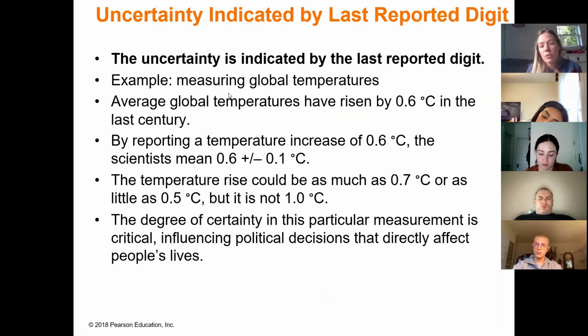An example of that is measuring global temperatures. These slides are pretty old, but they say that the average global temperature has risen 0.6 degrees Celsius in the last century. When they say 0.6, what they're saying is that it's 0.6 plus or minus 0.1 degrees Celsius. So it could be as high as 0.7 or as low as 0.5. Just know with measured values that there is a certain level of uncertainty, because we are only as good at measuring something as our equipment is. Depending on what thermometer they had, where they were sampling, and how many samples they got, precision will increase or decrease.